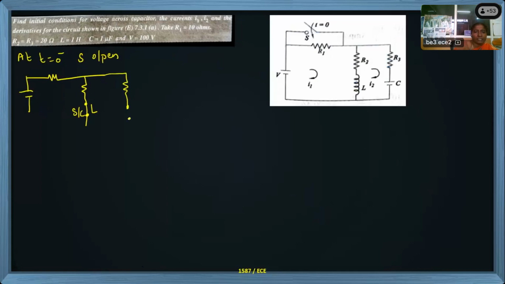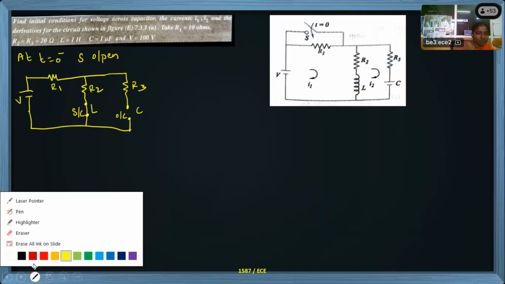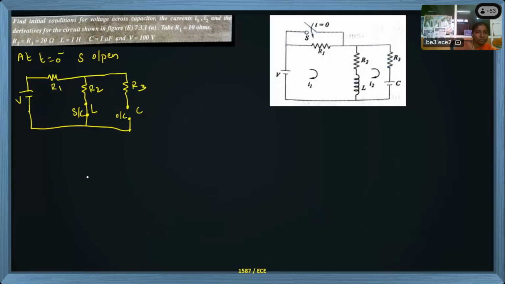So capacitor acts as open circuit. This is R1 value, this is R2 value, this is R3 value, this is supply voltage V, and this is the circuit at t equal to 0 minus. The reason is current flows when switch is open. Means here switch is open, so there is a closed path.